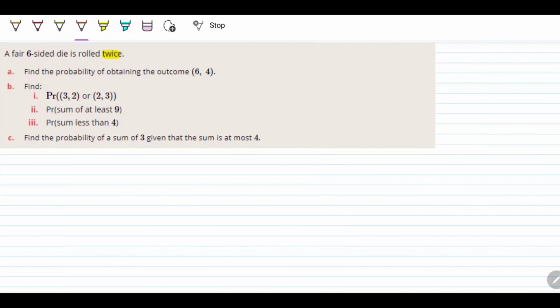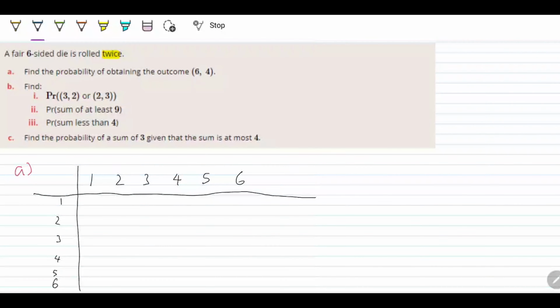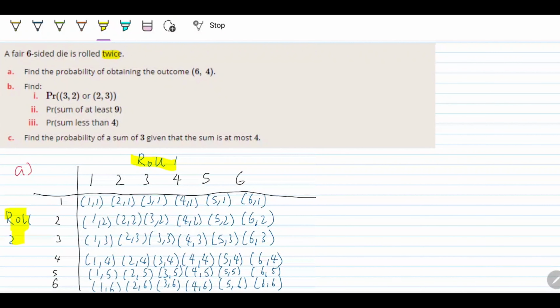Let's try this question ourselves. A fair six-sided die is rolled twice. Find the probability of obtaining the outcome 6, 4. To start off this question, I need to draw my arrays table. Now let's fill in our combinations. As you can see, we now have our arrays table. The first number represents the first row, and the one on the left side represents the second row. So these are all the combinations you can have if you roll the die and write down the combinations.